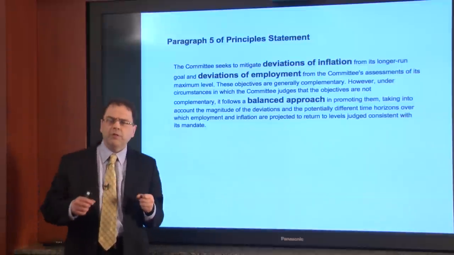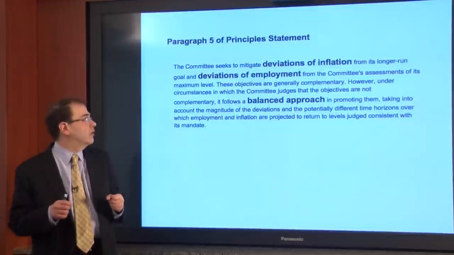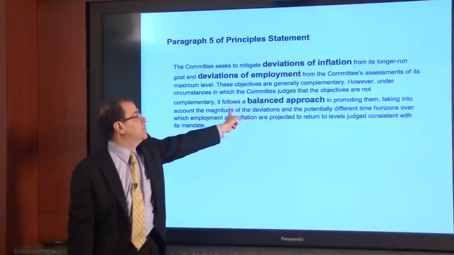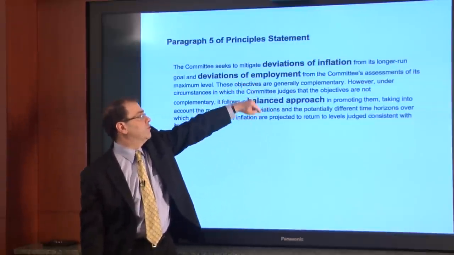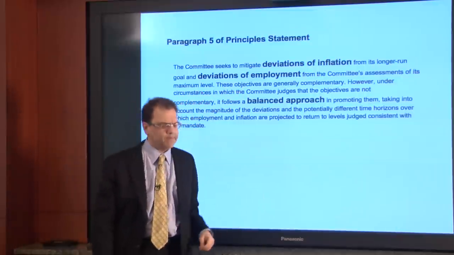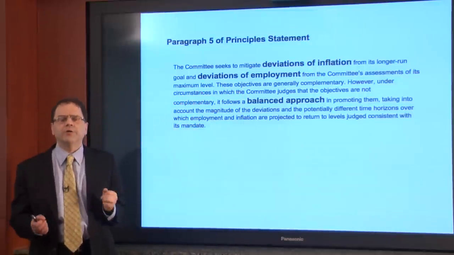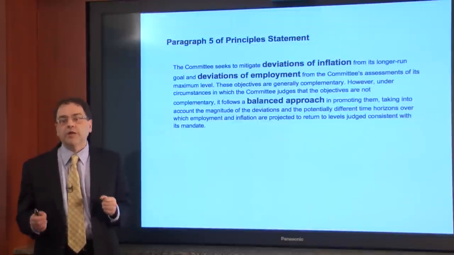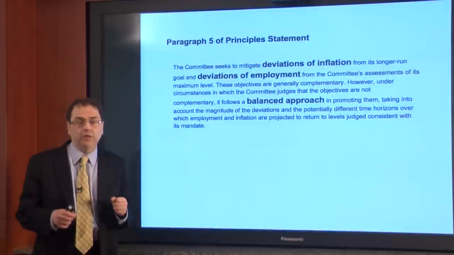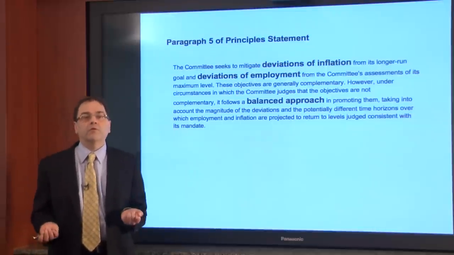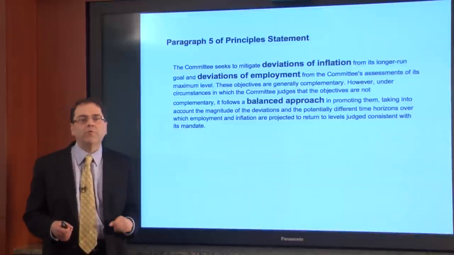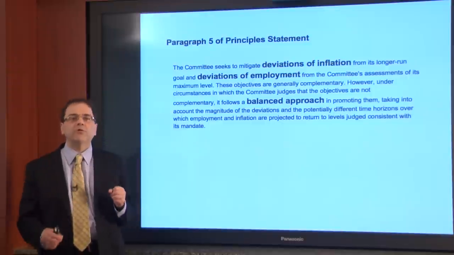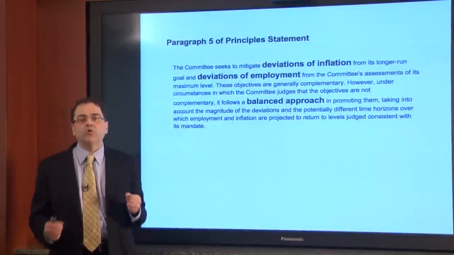What I want to talk about is the more interesting case, when these objectives are not complementary. What do you do in that case? Well, the committee has said it's going to take a balanced approach to the mitigation of deviations of inflation and the deviations of employment. What does a balanced approach mean? The statement is leaving room for judgment among policymakers along that dimension. But one thing it does mean, I think, is that you're putting weight on both mandates. You're not focusing exclusively on the employment mandate. You're not focusing exclusively on the price stability mandate, but rather you're looking at both and making your decisions about what policy stance is appropriate or not.